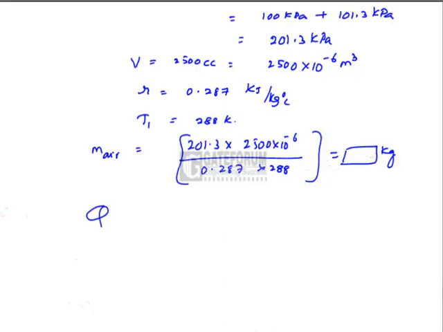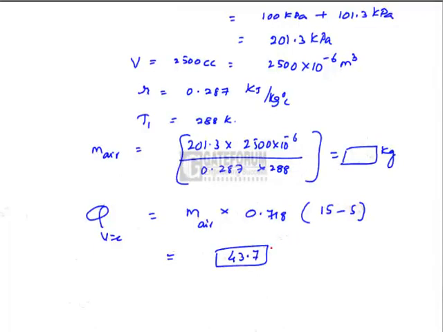Therefore, Q rejected at constant volume is the mass of air obtained earlier, shown in the rectangular block in kg, times Cv of air, which is 0.718, times the initial temperature 15 minus the final temperature 5. While taking the difference of temperatures, we don't have to convert the temperatures into Kelvin. We can keep them in Celsius while taking the difference.